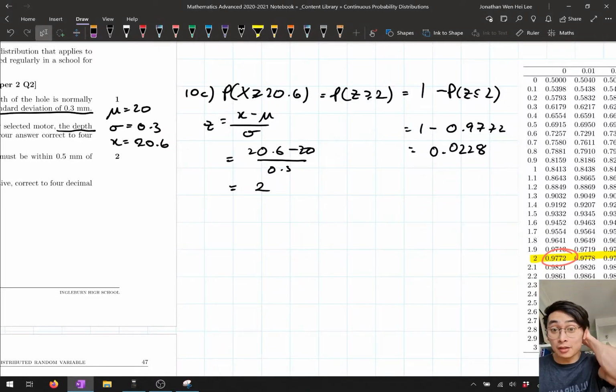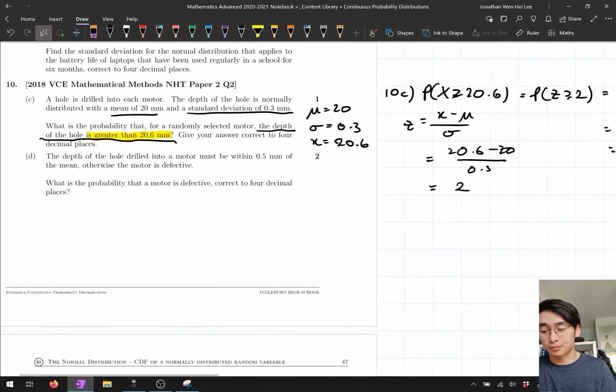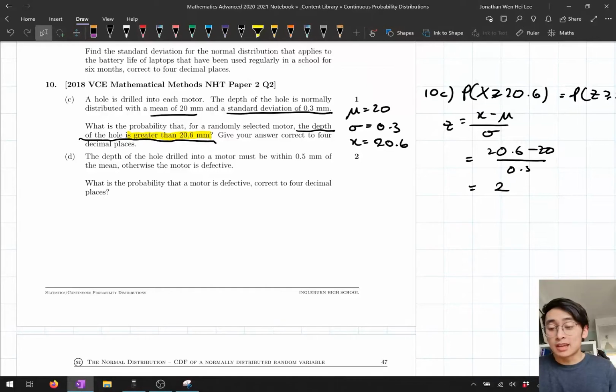So this one was similar to the other ones that we've been looking at so far. We have to firstly convert our regular normal distribution values to a standardized normal distribution, so finding that z-score, and then we just read off the table for that value. Okay, let's have a look at the next one. The depth of the hole drilled into a motor must be within 0.5 millimeters of the mean. Otherwise, the motor is defective. So let's have a look here. So we need to be within 0.5 millimeters, or else it's defective.